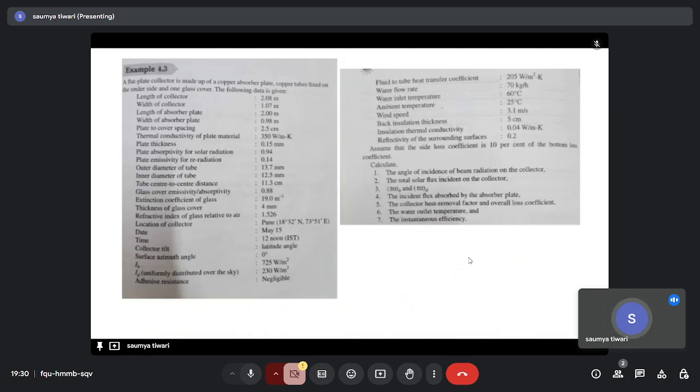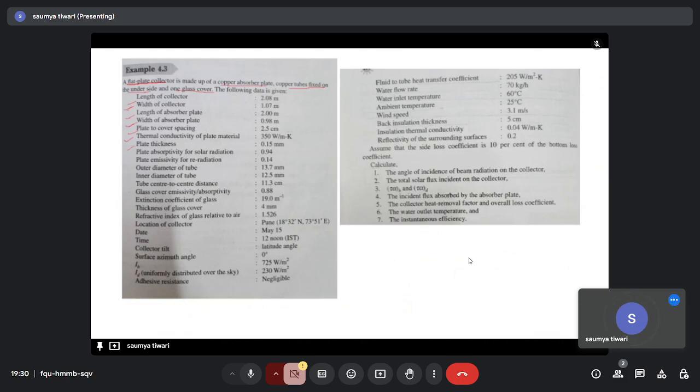This is the next question. I'll read this question aloud. We have a flat plate collector. So now this is a question on flat plate collector, which is made up of copper absorber plate, copper tube fixed on underside, and one glass cover. The following data is given: length, width of collector, length of absorber plate, width of absorber plate, plate to cover spacing, thermal conductivity of plate material, its thickness, absorptivity for solar radiation, emissivity for irradiation, outer diameter of the tube, inner diameter of the tube.